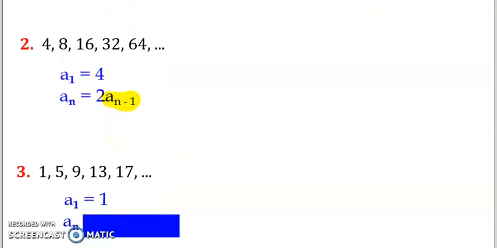Number 3, 1, 5, 9, 13. Well, we're starting off with 1, so my first term is 1. And it looks like, let's see, 1 to 5, 5 to 9. It looks like I'm increasing by 4. So I'm just adding 4 each time. So take your previous term, add 4 to get the next term. That's our formula.